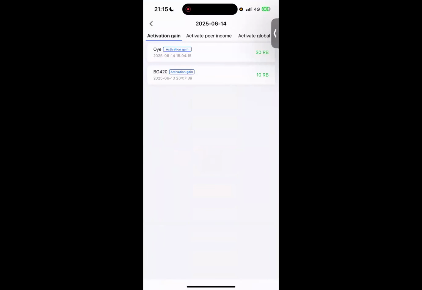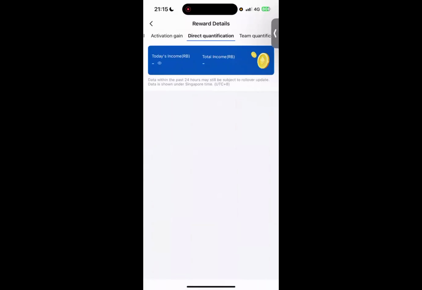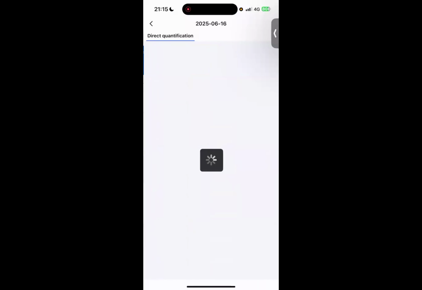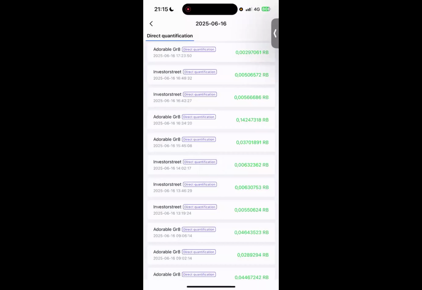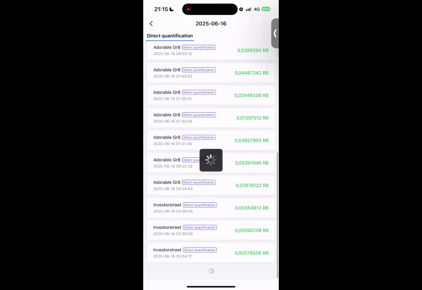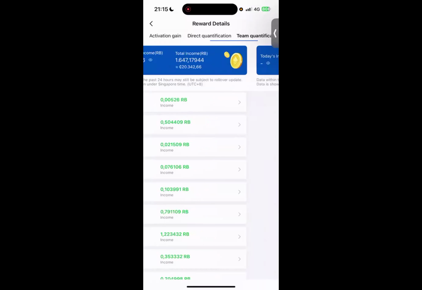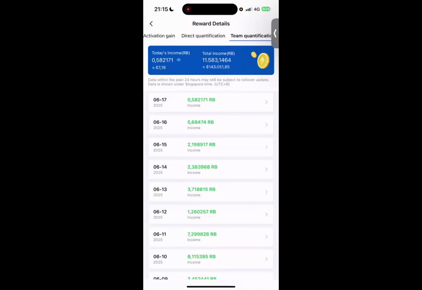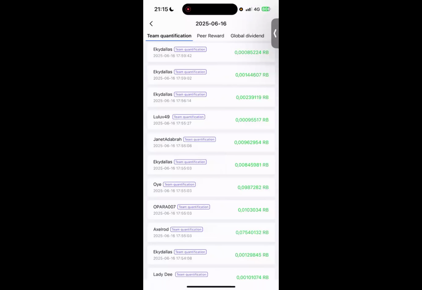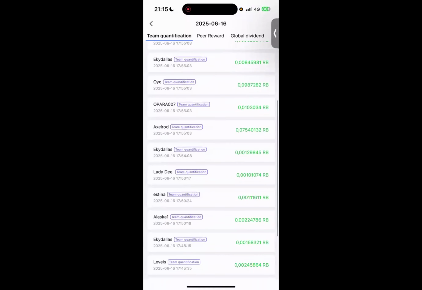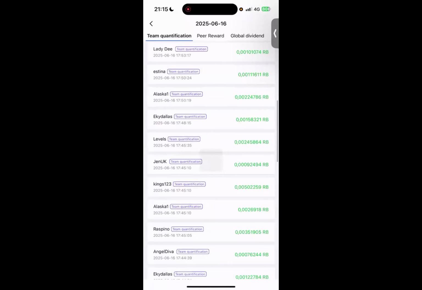Activation gains. Activate peer income. Activate global dividends, all depending on your rank. The company says, well done. If not for you, they wouldn't have had this opportunity. We are compensating you. Can you see that? At least they are valuing your work for being the advertiser or the microphone of the company. Can you see? So your talking wouldn't go in vain.